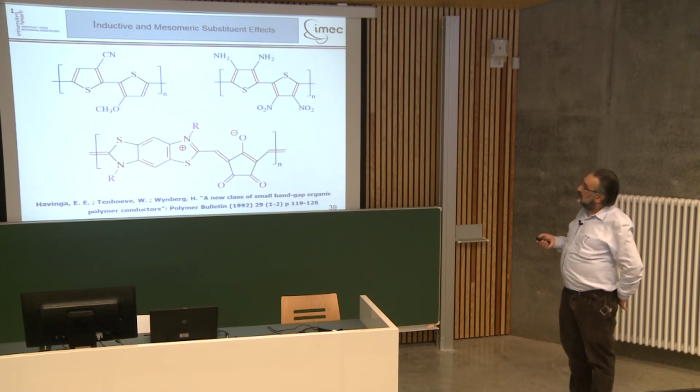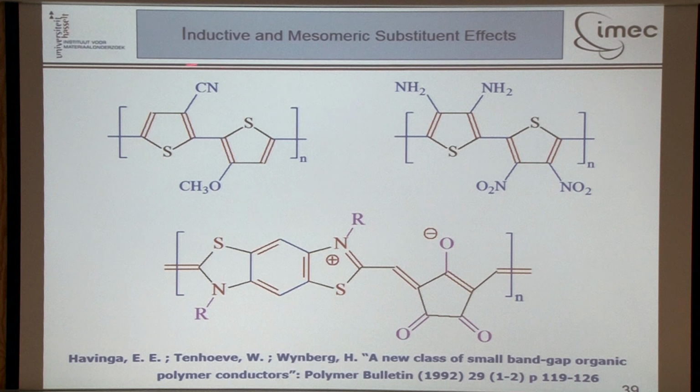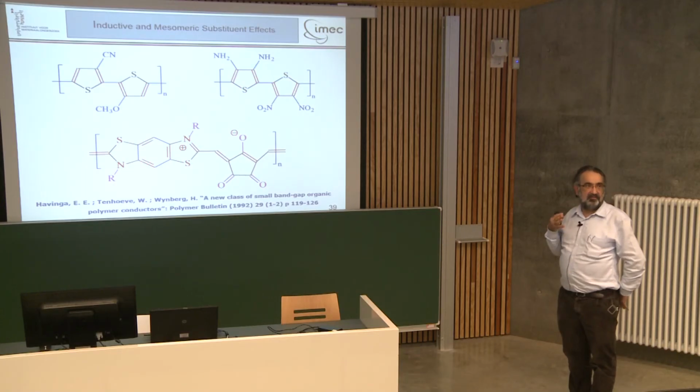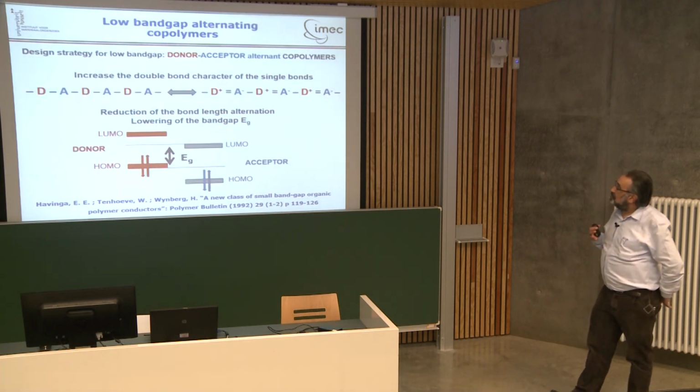A special case is when you alternate acceptor substituted systems with donor substituted systems. So in this way you very effectively reduce the band gap. This was demonstrated by Esko Havinga already many years ago when he synthesized this structure. And you can see here donor groups and acceptor groups next to each other. Well, in such cases, you get a very strong reduction of the band gap. But it must be perfectly alternating. That's a condition. What's happening there?